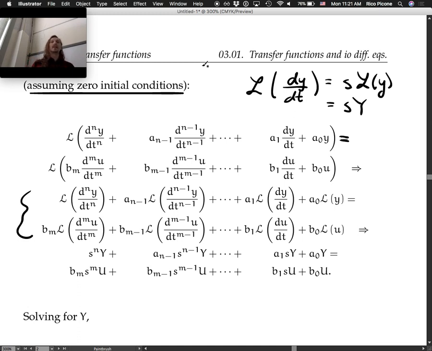We're losing the information about the initial condition in this step where we ignore those initial conditions. We don't have to do that. We could keep those initial condition terms in there and derive a general solution for y, but that's not our goal here. Our goal is to define the transfer function.